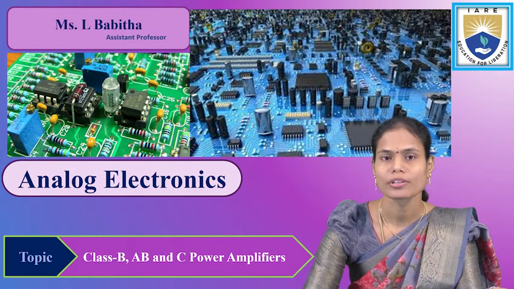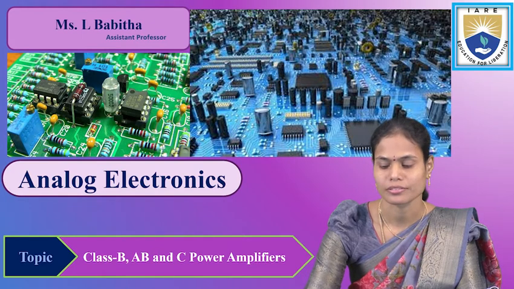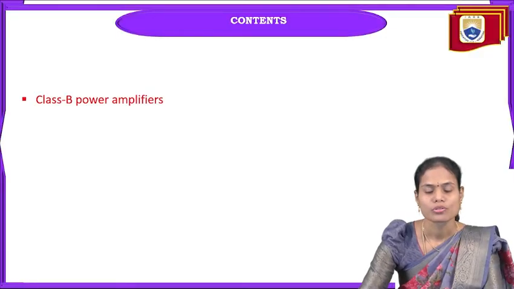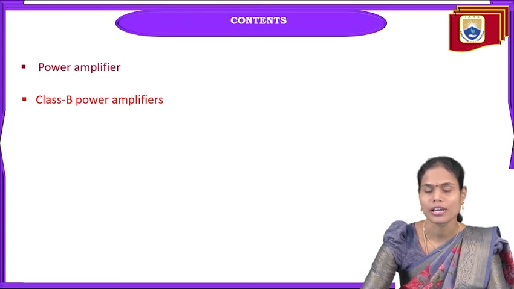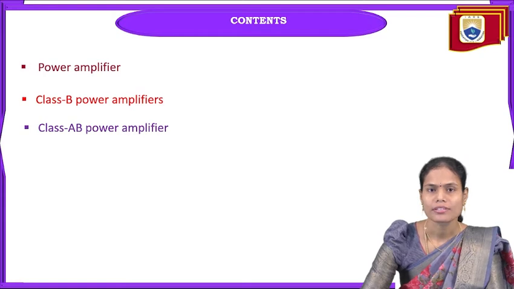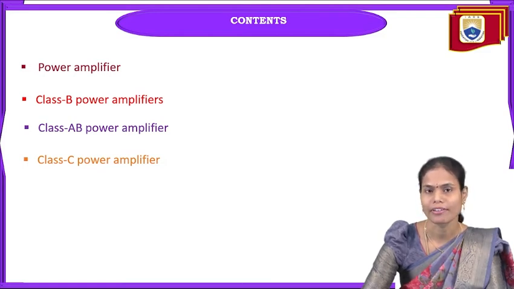In this session, I am going to explain about Class B power amplifier, Class AB power amplifier and Class C power amplifiers. While coming to the contents, before going to the classification of power amplifiers, I'll revise a few points related to the power amplifier. Next, about Class B, Class AB and Class C power amplifiers: what are the construction and operating principles of all three power amplifiers, and the advantages, disadvantages and applications of the different power amplifiers.